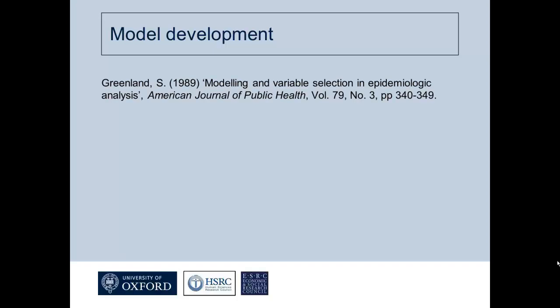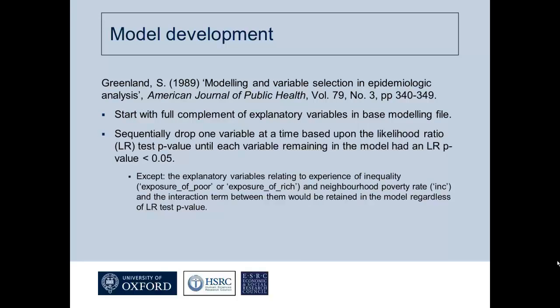The actual model development process was based upon a paper by Greenland in 1989, and we started with a full complement of explanatory variables in our base modelling file, as I've just mentioned. And then we undertook a process of sequentially dropping one variable at a time based upon a likelihood ratio p-value until each variable remaining in the model had a p-value of less than 0.05. And the aim of this was to develop the most parsimonious model possible.